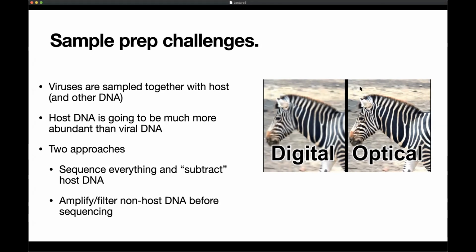And here you can do the digital or the optical analog. So the digital analog would be you sequence everything, including the human DNA, and then subtract the host DNA computationally. Or you could do sample prep and amplify or filter non-host DNA before sequencing. So you basically don't put host DNA on the sequencer.